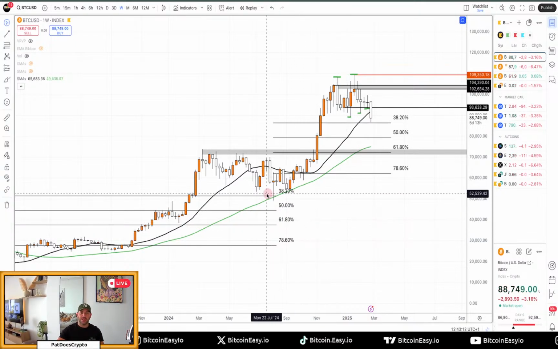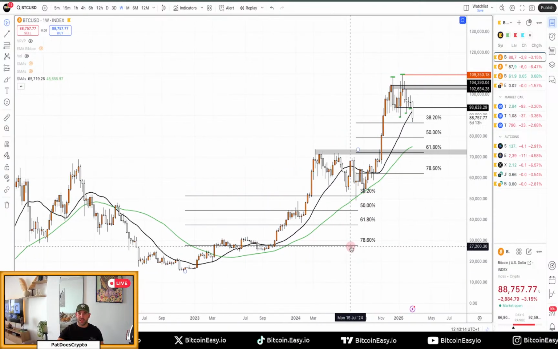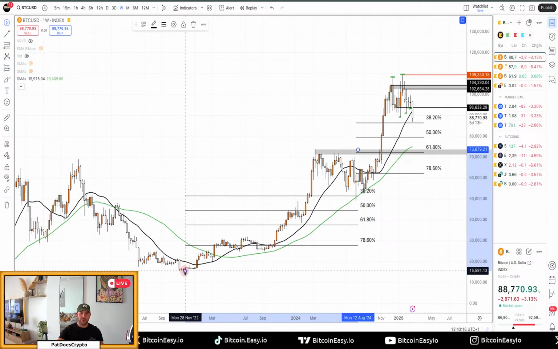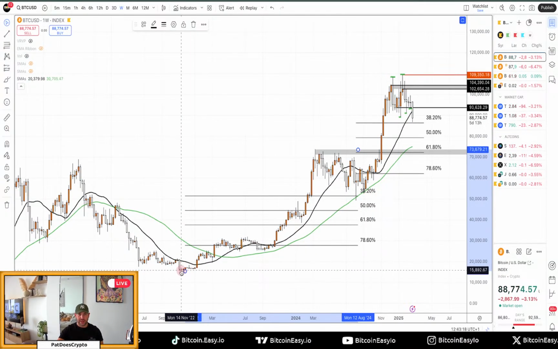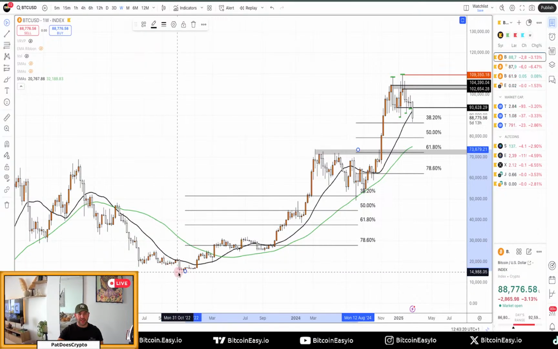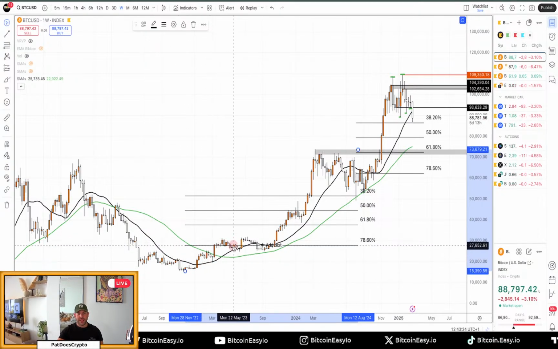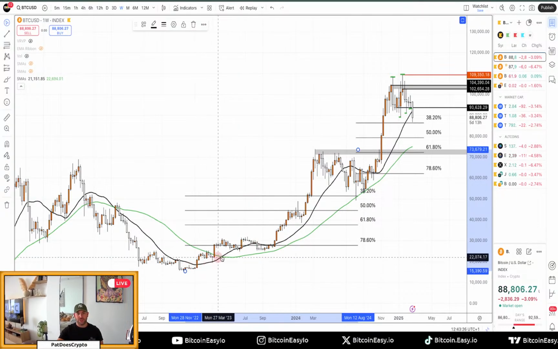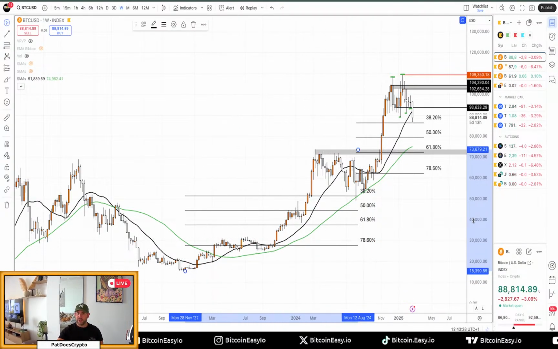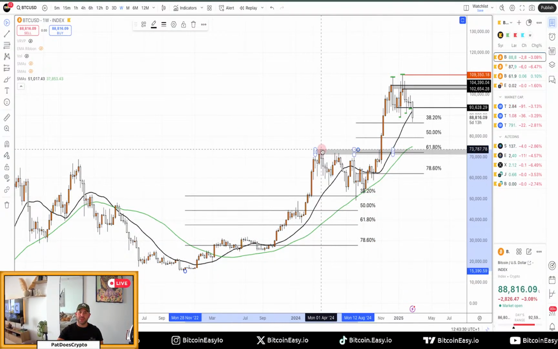There we see the 38.2. And here we have two different Fibonacci retracements coming from the bottom of the trend. You can see here, we basically bottomed out in our bear market and then started forming higher lows and higher highs. So that is the start of the trend.